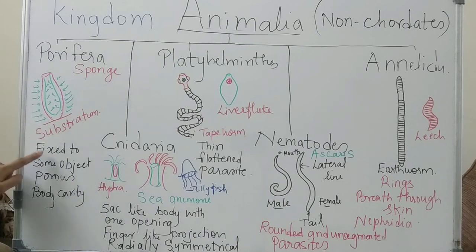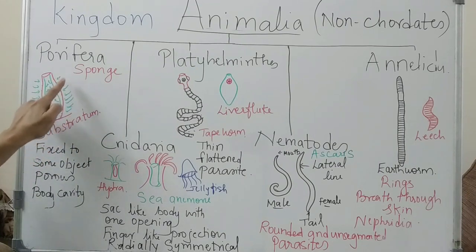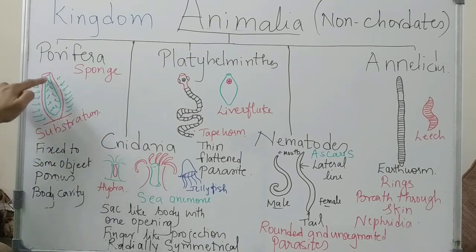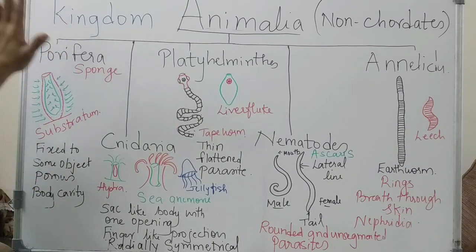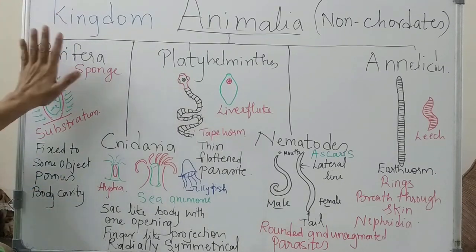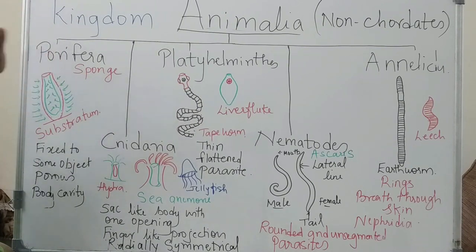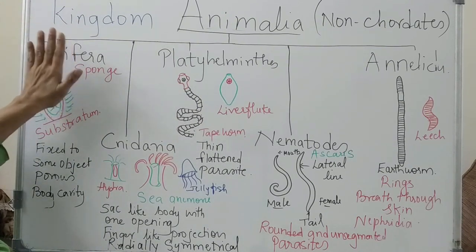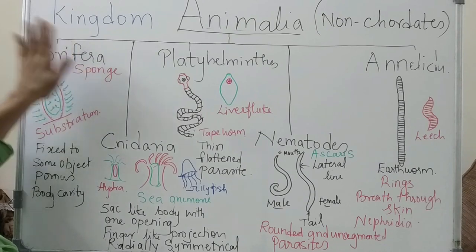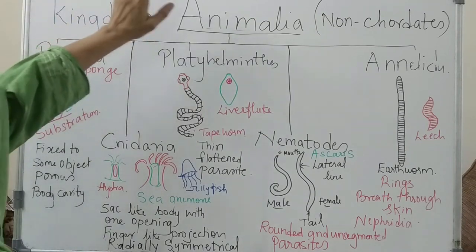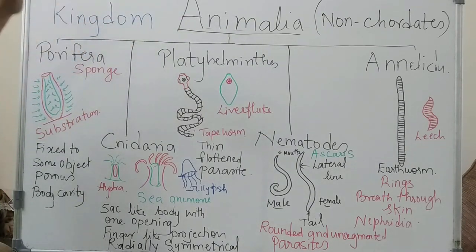So they are fixed to some object, porous, there is a body cavity which is known as spongocele, there are pores present throughout and the water will flow in a direction, in a wave, and it will take in whatever is required. So this is Porifera, sponge, full of pores. These are the first non-chordates in kingdom Animalia.